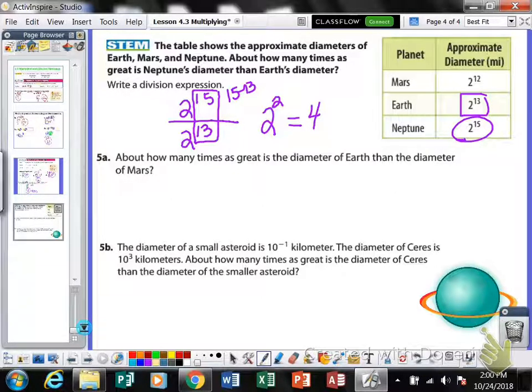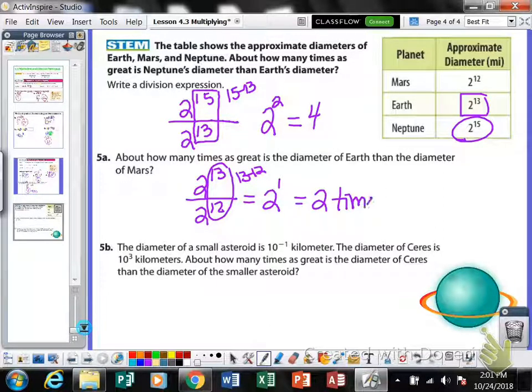About how many times as great is the diameter of Earth than the diameter of Mars? So Earth is 2 to the 13th divided by 2 to the 12th. Again, bases are the same, so it's 2. Then we take the exponents and we subtract them. So 13 minus 12 is 1. And 2 to the 1st is 2. So 2 times bigger. And the previous one is 4 times bigger. Should have gone back to that one.